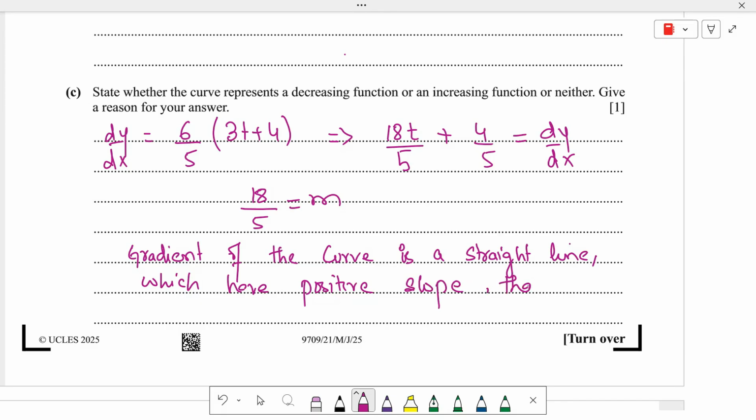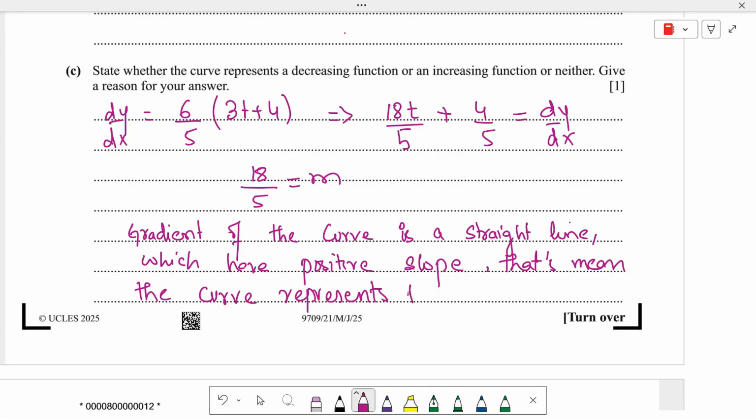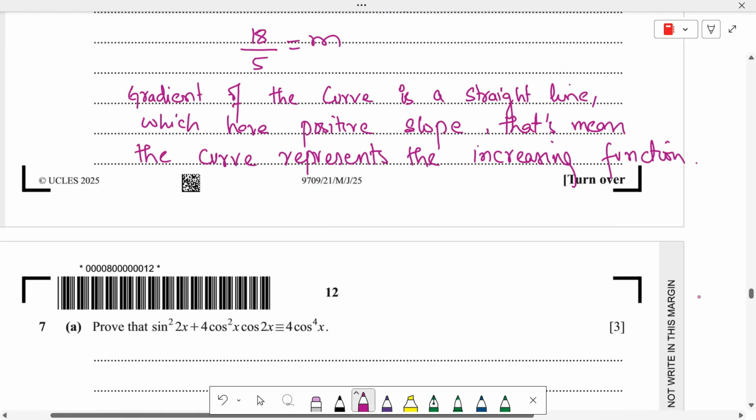That means the curve represents the increasing function. Okay, let's move to question number 7.